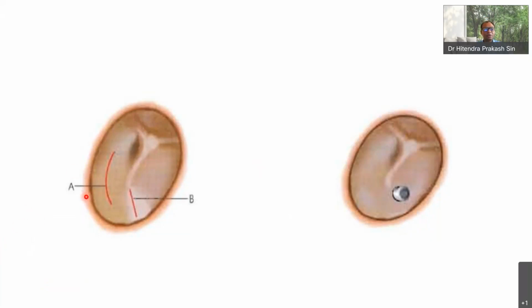You can see this is the tympanic membrane. This is the handle of malleus. This is anterior malleolar fold. This is posterior malleolar fold. This is attic part. This is pars tensa part.